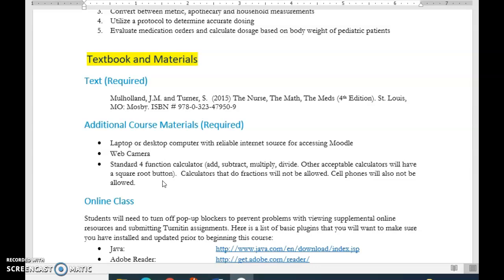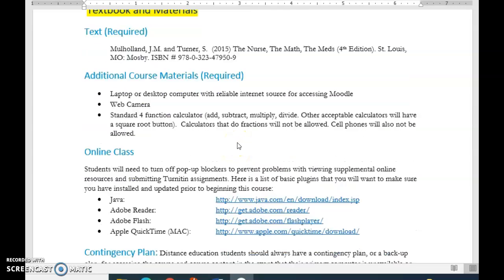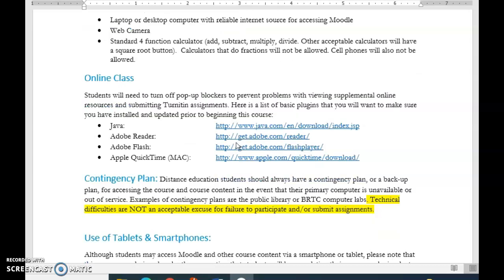I also do not allow cell phones. I want you to get a little calculator. Dollar Tree's got them. They're pretty cheap, so I'd recommend that you go ahead and get 2 or 3 in case they do break on you. But get you a calculator. Since this is an online class, be sure that you have all of these apps installed.